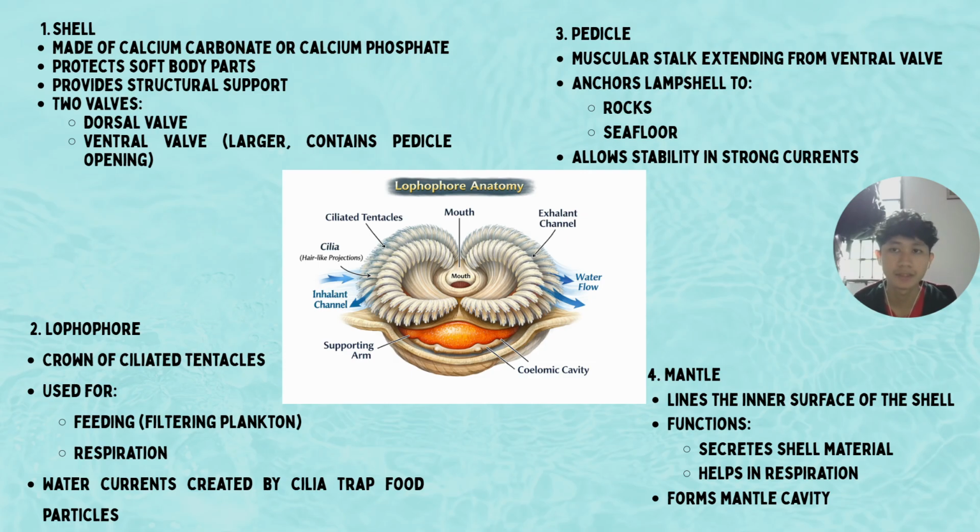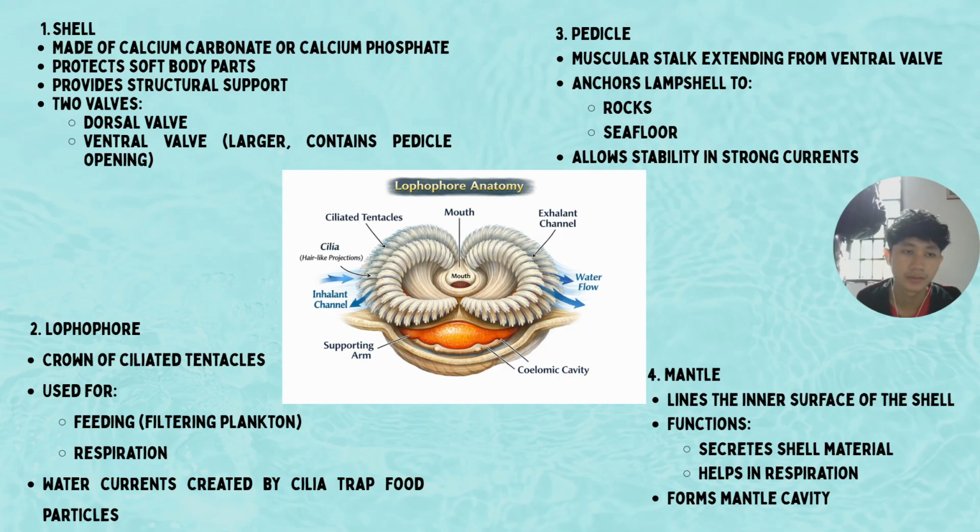So the shell of a lamp shell is composed of calcium carbonate or calcium phosphate, depending on the species. So its primary function is protection, shielding the soft internal organs from predators and physical damage. So the shell also provides structural support and maintains the overall shape of the body. And the shell consists of a dorsal valve, also known as the brachial valve, and a ventral valve or pedicle valve. The ventral valve is usually larger and contains an opening through which the pedicle emerges.